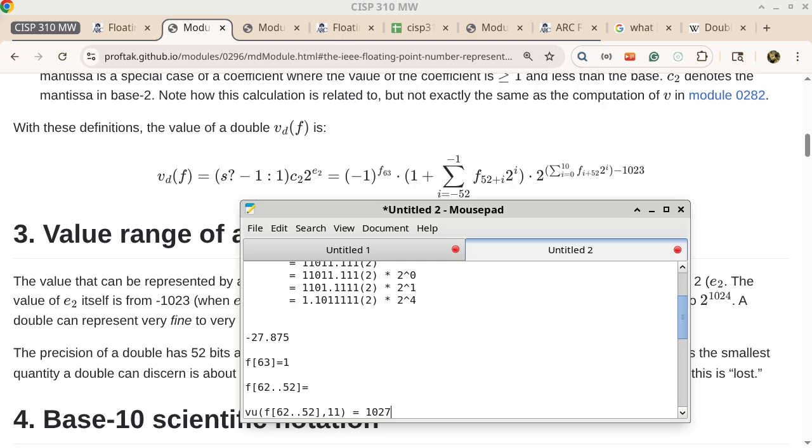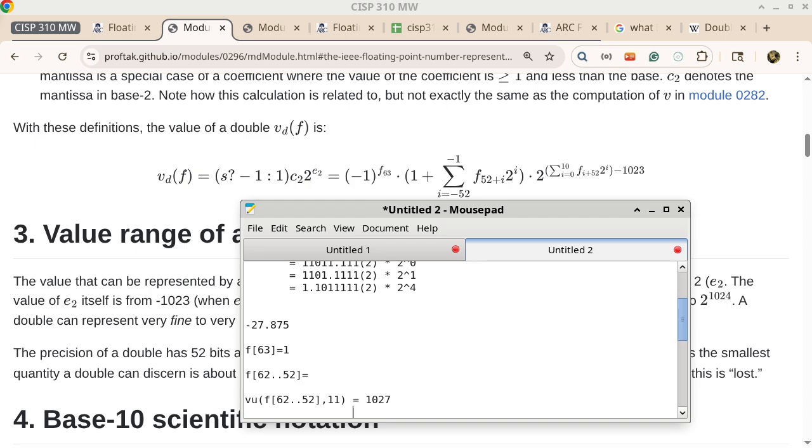Are we okay with this notation? If we look at bit 52 to bit 62 as if it is its own unsigned integer and interpret all 11 digits of it, I want to get the value of 1027. Is that okay? All right. So now the question is, what does it look like? If this is what we need, what would be the bit pattern of bit 62 down to bit 52 of F?